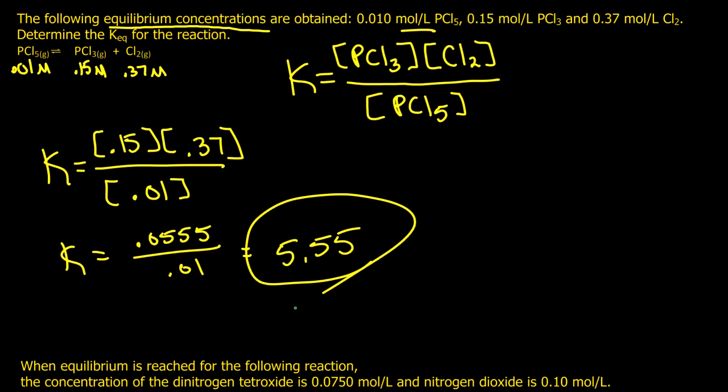Now you also might see a question in these, something along the lines of, does this reaction favor products or does it favor reactants? Since the value of K is greater than 1, this reaction favors products. If it were less than 1, it would favor reactants.